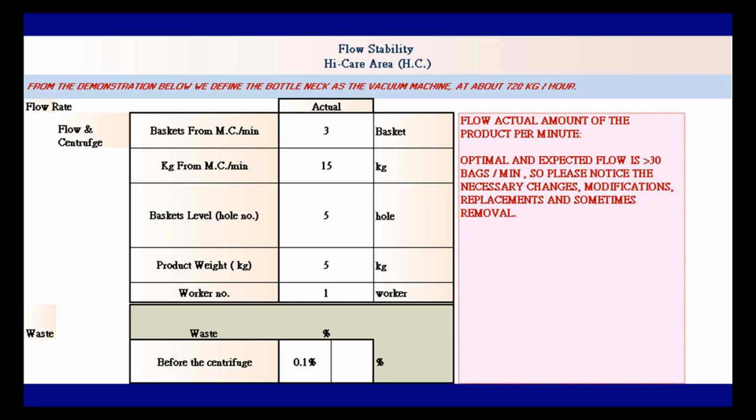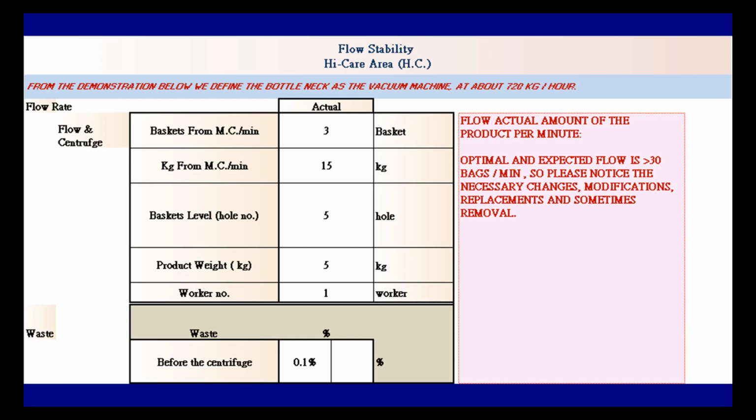Hour. Please revise this table carefully. This table is to mention the flow rate of the product coming out from the second room, the medium care room, before delving into the flow rate and wastes from the product at the third room, the high care room. Flow: actual amount of the product per minute.